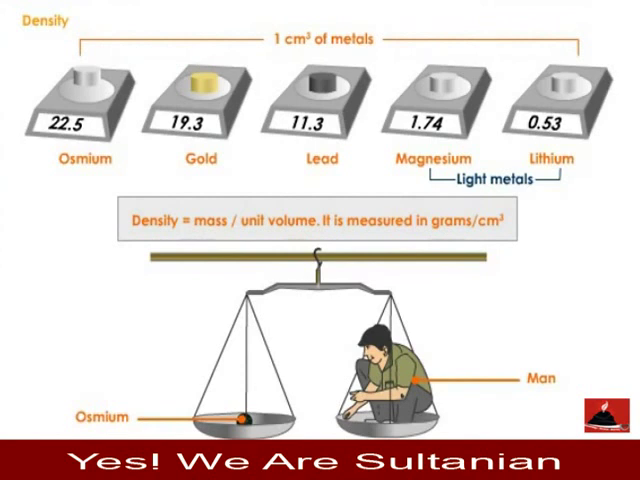Some examples of light metals are lithium, sodium, potassium, magnesium, aluminium, etc. Other metals like iron, copper, silver, gold, etc., whose density is more than 5 grams per cubic centimeter, are known as heavy metals.